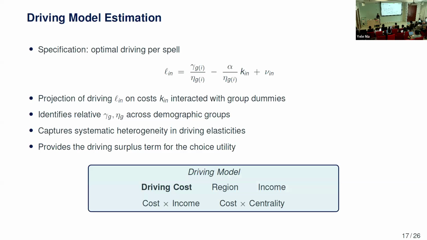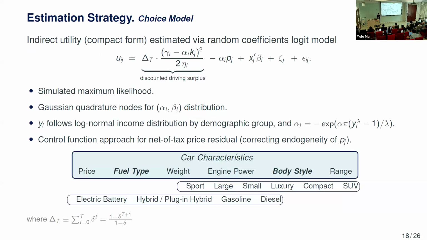Okay. So for the driving model, we're going to think about a specification that contains an optimal driving per spell. And we're going to project driving on the cost and interact that with group dummies. So we're going to identify the relative gamma and E across demographic groups. And this is going to allow us to capture this heterogeneity in driving elasticity. So here you have some of the driving model characteristics: the driving cost, the region, the income, and the interactions.